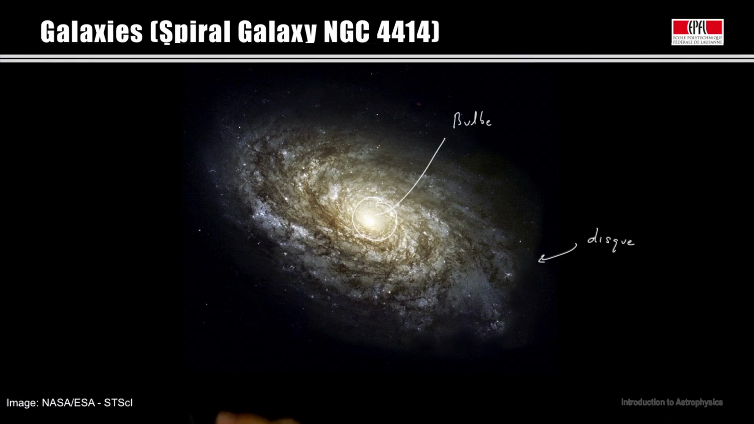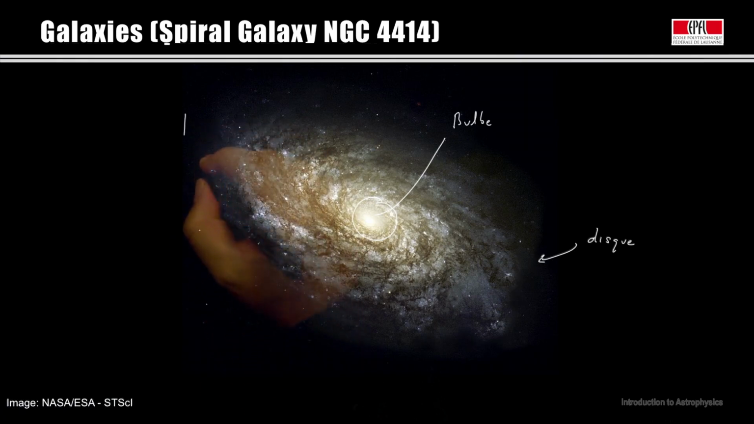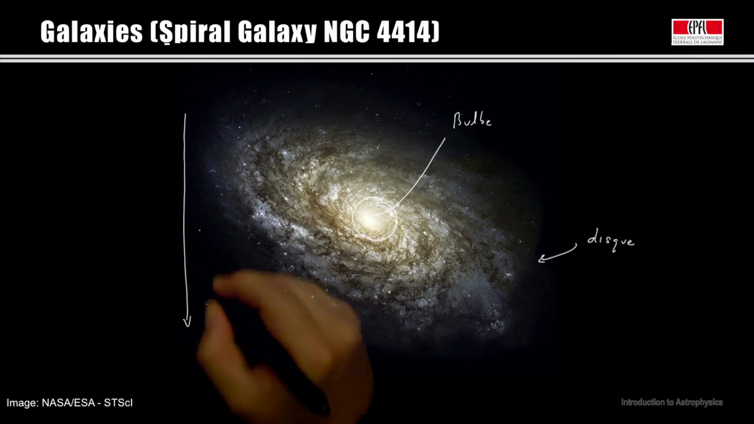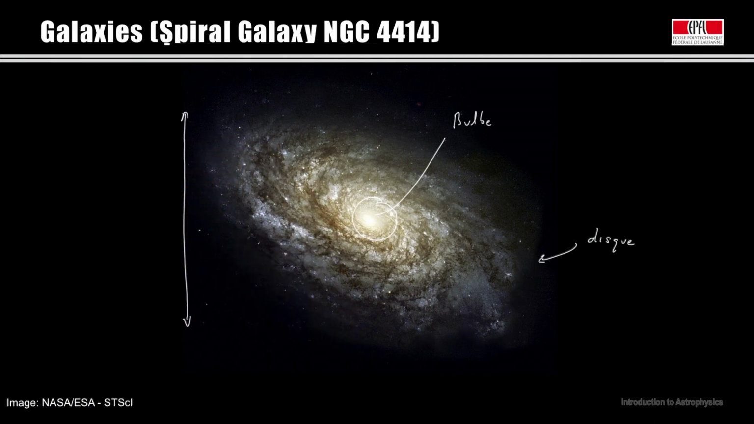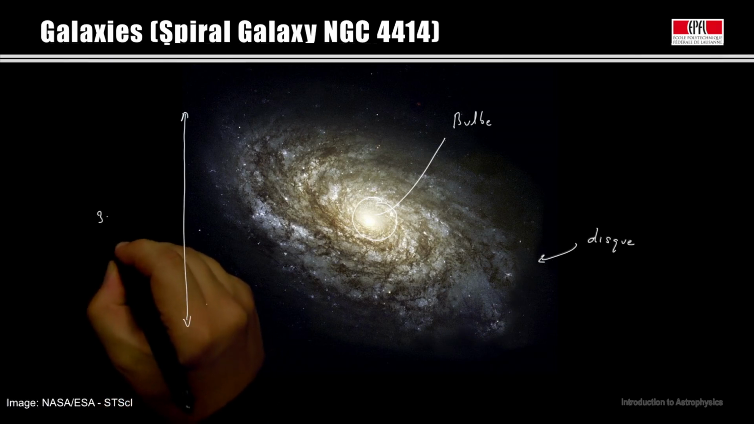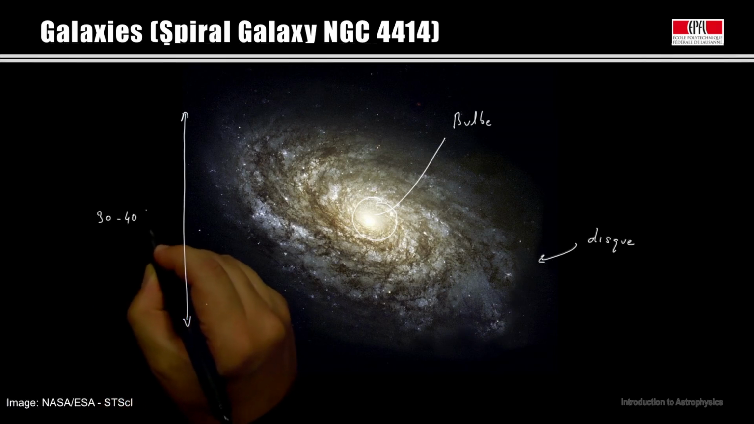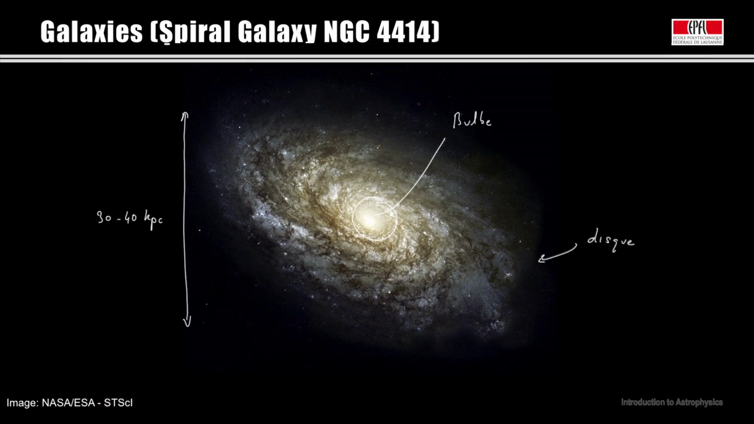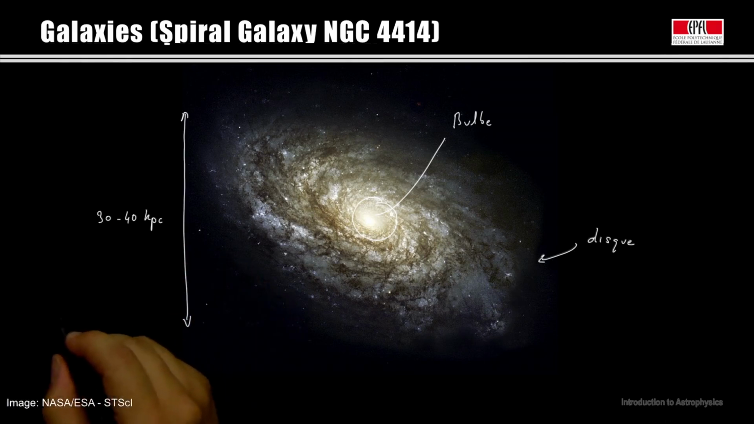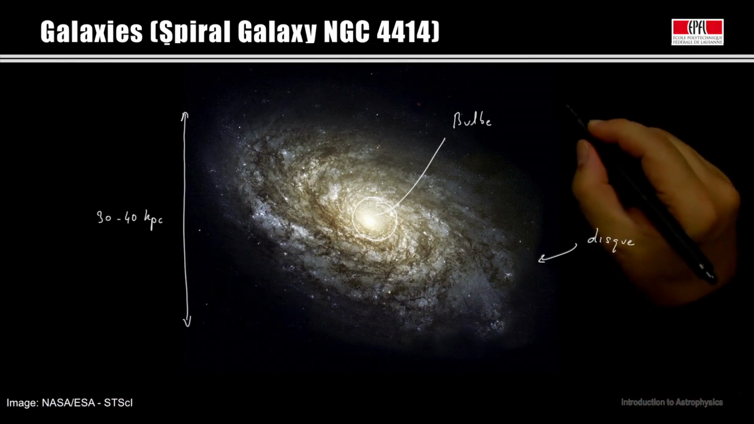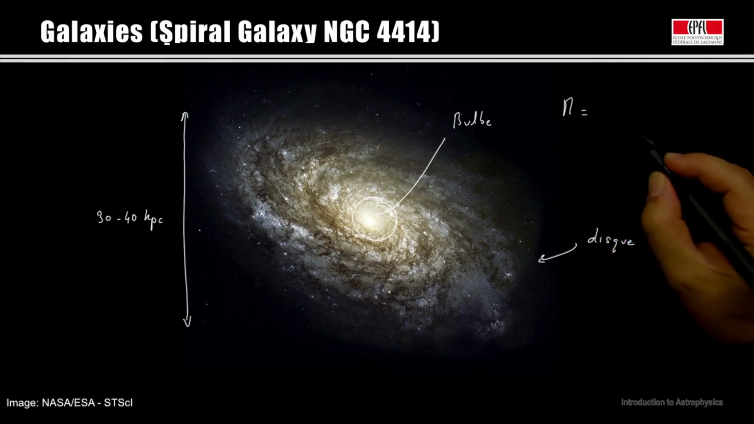As for the diameter of a galaxy, you remember stellar clusters have sizes of 10, 40, 50 parsecs. Here we have galactic disks with a diameter of 30 to 40 kiloparsecs. The mass of a spiral galaxy is of the order of 10 to the 9th up to 10 to the 12th solar masses.